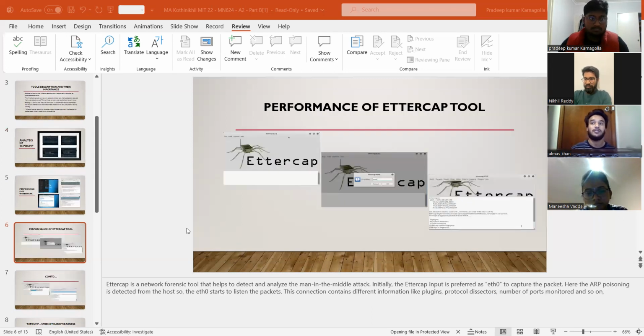So this is about TCP dump analysis, and here we're going to be discussing the performance of the Ettercap tool. Like Nikhil told, this is basically used to eliminate man-in-the-middle attacks. So in this, initially the Ettercap input is preferred as eth0, similar to the TCP dump, to capture the packets.